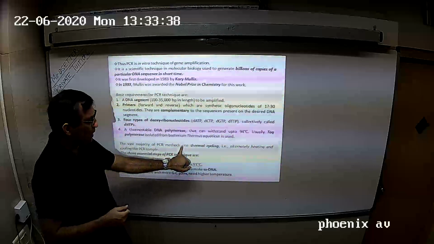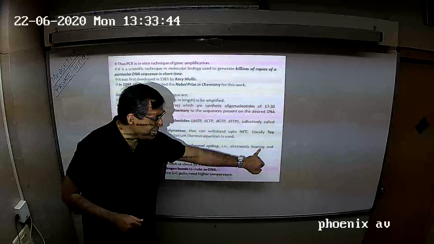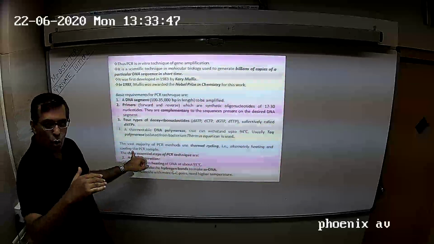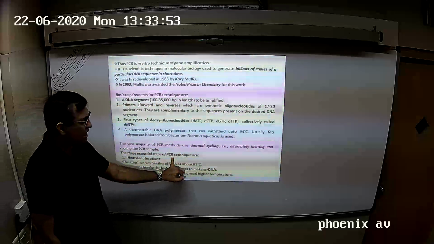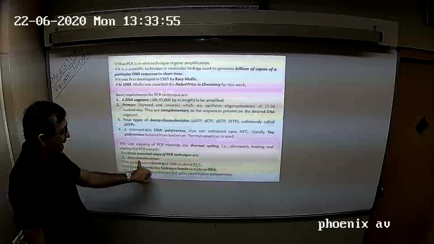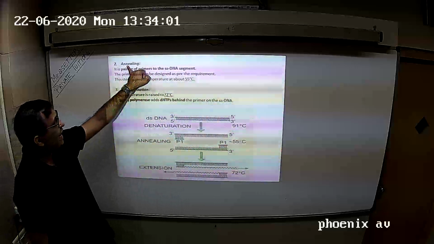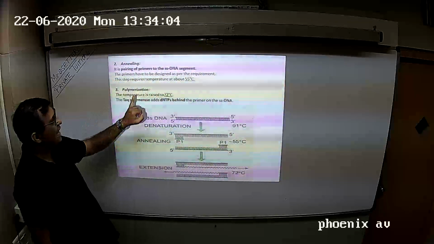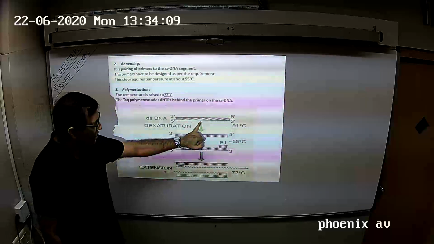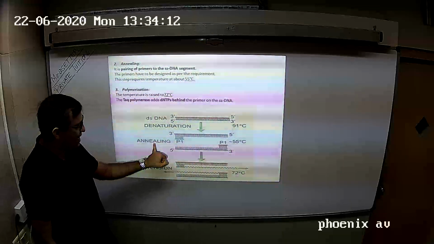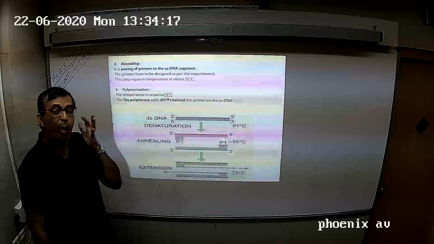The vast majority of PCR methods use thermal cycling. Thermal cycling alternates heating and cooling. So alternate heating and cooling is called thermal cycling. The three essential steps of the PCR technique are heat denaturation, annealing, and third is extension, which is also called polymerization. So three steps are there.